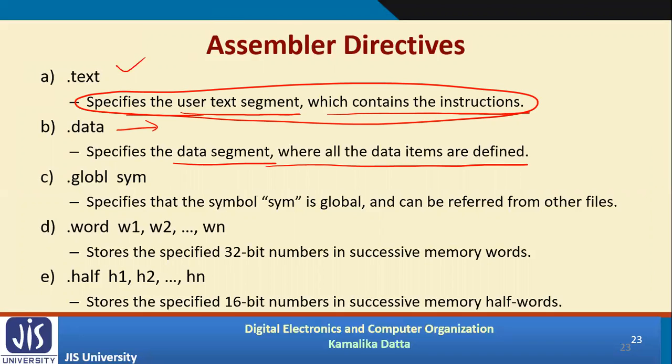Next, .globl sym specifies that the symbol sym is global and can be referred from other files. So within your set of files, if you have initialized a variable named sym which is declared .globl, then it can be accessed from other files as well. .word is the word, where each word is 32 bits, stored in memory. .half specifies a 16-bit number in successive memory half locations. So this is how it goes.